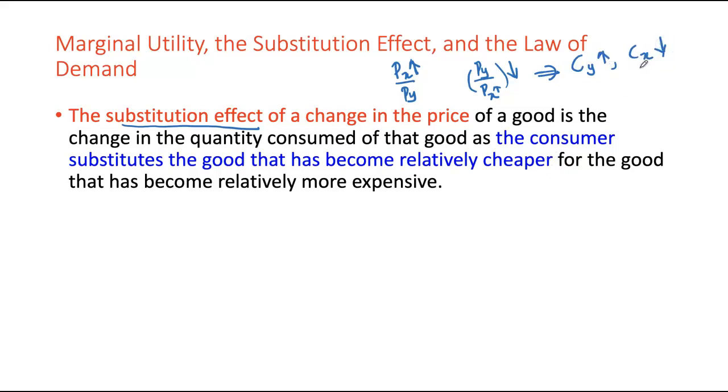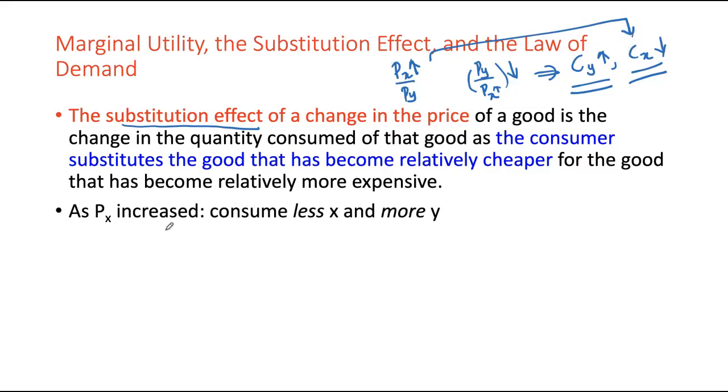So you're consuming more of the relatively cheaper good and less of the relatively expensive good. If I'm focusing on just the relationship between X and its consumption, higher price of X makes us consume less X. That is the substitution effect of a change in the price of good X. So in short, substitution effect of an increase in the price of X tells us consume less X and consume more Y.